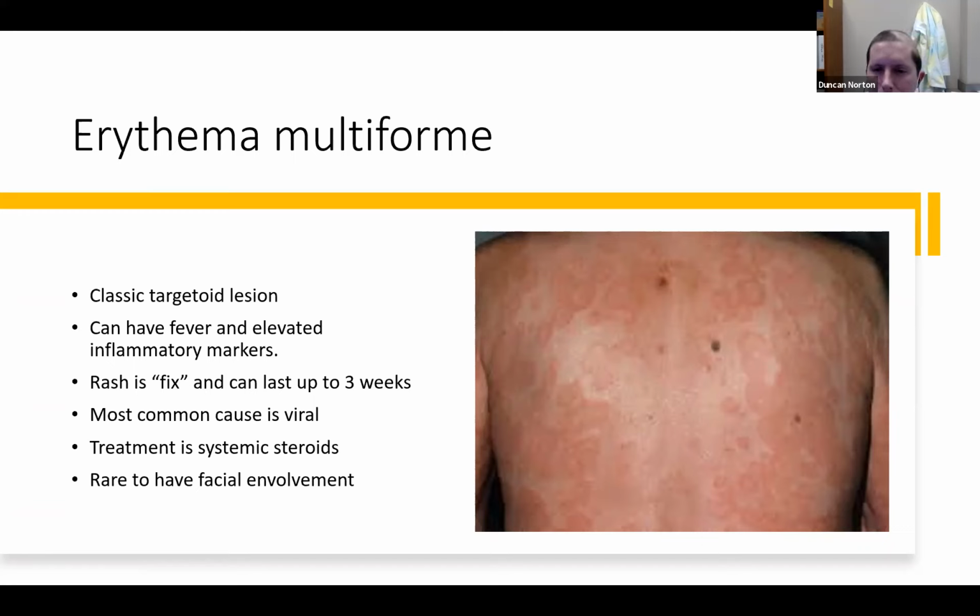This is typically going to be in your younger individuals. Over 50% of these cases are in individuals less than 20 years of age. The most common cause is viral. This is one that you do treat with systemic steroids. And this is one where it's rare to have facial involvement. You can have hand and feet involvement with this, but it typically does not have facial involvement.